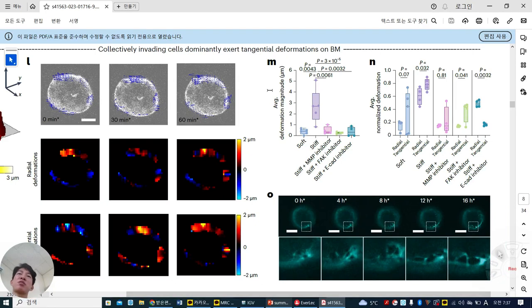The average deformation magnitude is high, and when they inhibit MMP, FAK, or similar, radial is relatively maintaining the collective cell, but tangential is more of a driving force to go outside, so it is higher. When they treat with all inhibitors, they all go down. These two forces have some tendency, previously tangential force was higher than radial, but sometimes radial is higher than tangential. Yeah, very similar.